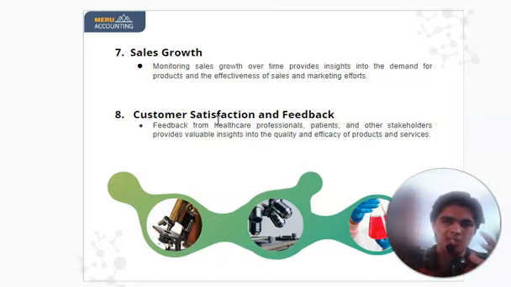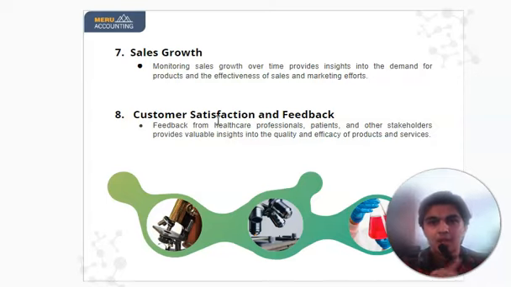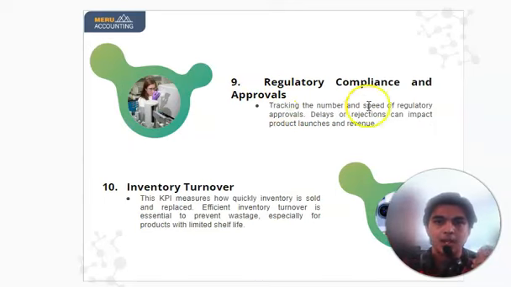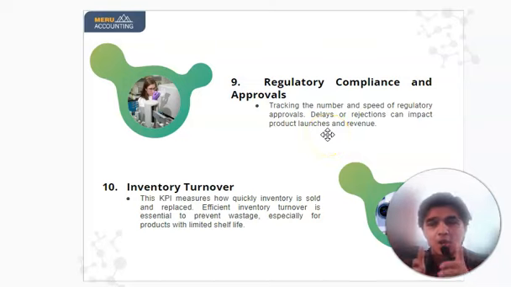So let's talk about the customer satisfaction and feedback indicator. This indicator will gather feedback from your healthcare professionals, your patients and other stakeholders to provide insight into the quality and efficiency of your product or your service. Regulatory compliance and approvals. This indicator will track the number and the speed of your regulatory approvals and the delays, and if there is a rejection, this can impact your product launch, and this can also impact the revenue growth.